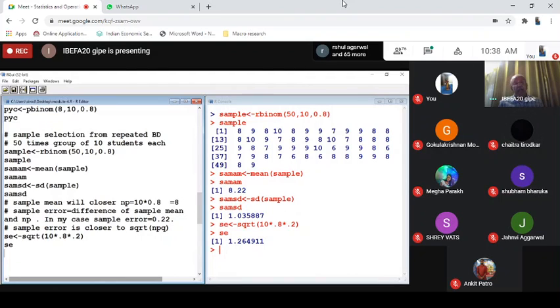Yes, sir. But how much is the sample standard deviation? In my sample it is 1.03, and that is theoretically defined as square root of NPQ. So the sample standard deviation is less than the theoretical measure. That means I am approaching a better result in analysis. Suppose I repeat this 100 times instead of 50. Let us work out.